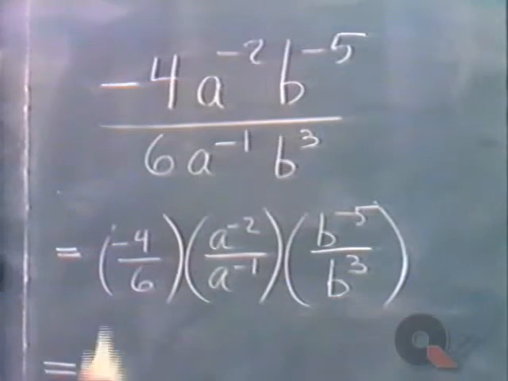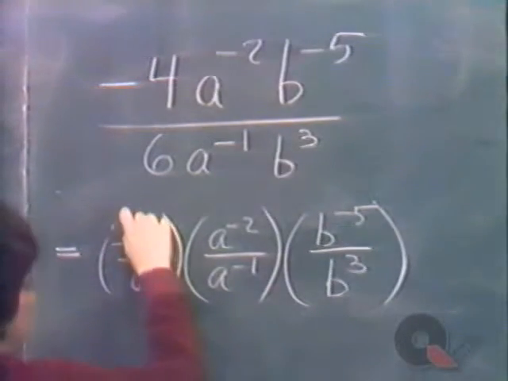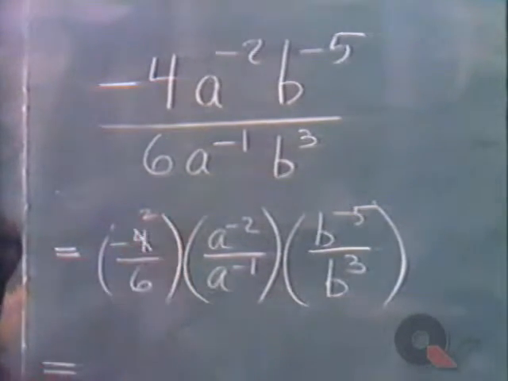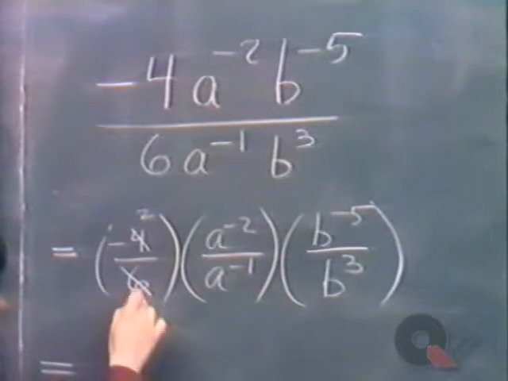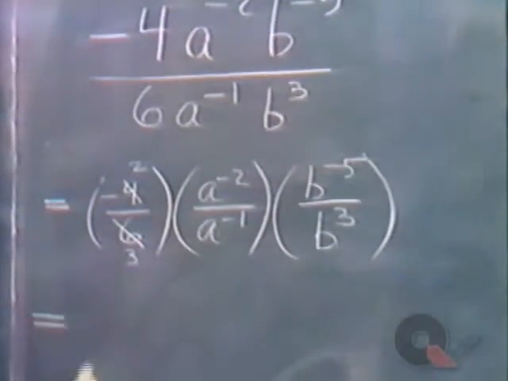Okay, now on the constants we are going to cancel. We see that 2 is a factor in both the top and the bottom. We divide the top by 2, we get 2. Divide the bottom by 2, and we get 3. We have the minus sign. So we have minus 2/3.